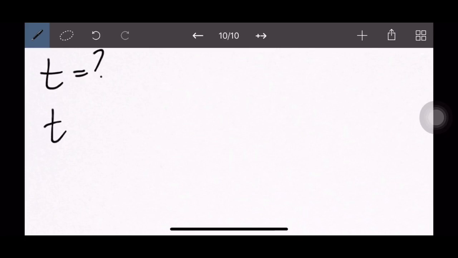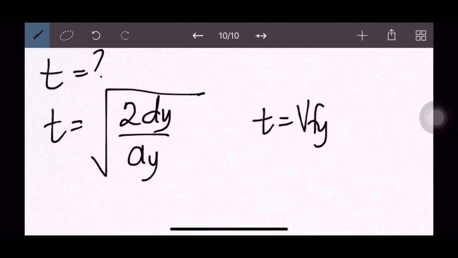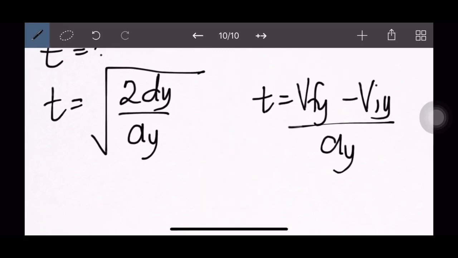Again, we have two formulas for the time at maximum height. We have t equals the square root of 2 dy over ay, and you also have t equals vfy minus viy over ay. Let's look at these two formulas. The first formula has dy, which is not yet given. For ay, that's given, negative 9.8 meters per second squared. For the second formula, vfy means the velocity of the ball when it reached the maximum height.